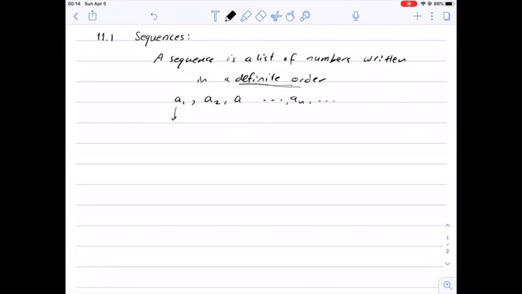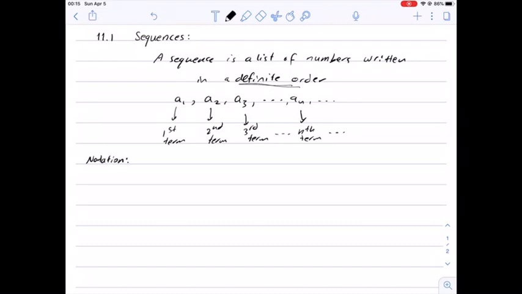The elements of the sequence can be written using the symbols a1, a2, a3, up to a sub n, up to infinity, if it's an infinite sequence. The first element here is called the first term. The second one is the second term. This is the third term. This is the nth term, etc.